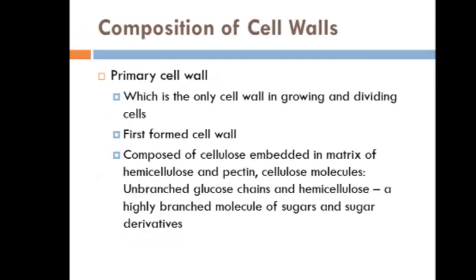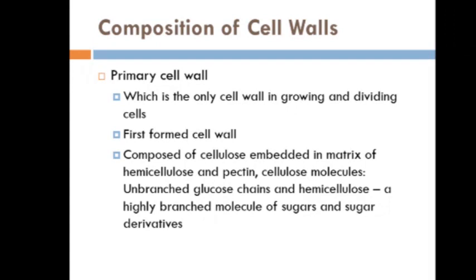Okay, let us proceed with the composition of the cell wall. What is the composition of the cell wall? First, starting with the primary cell wall, which is the only cell wall originating in a dividing cell. The primary cell wall is the only cell wall that is growing and dividing. In short, we will see the secondary cell wall later. The secondary cell wall does not divide. The primary cell wall grows and continues dividing. It is the first formed cell wall.